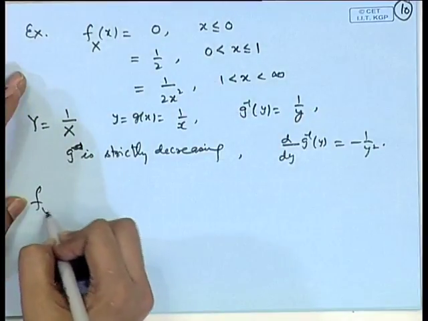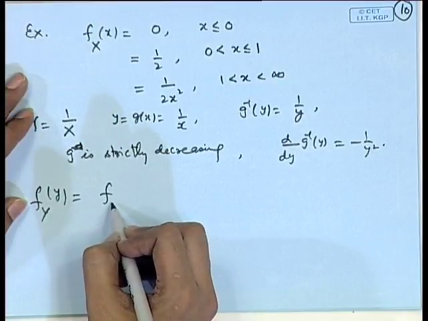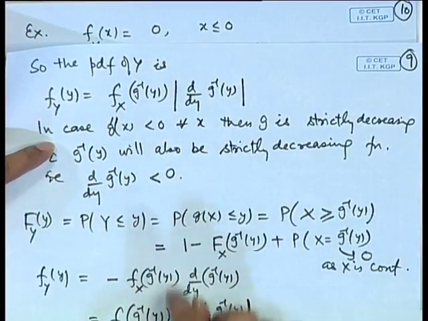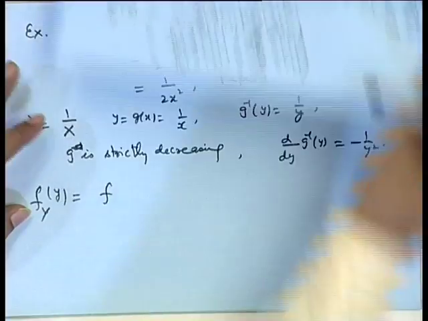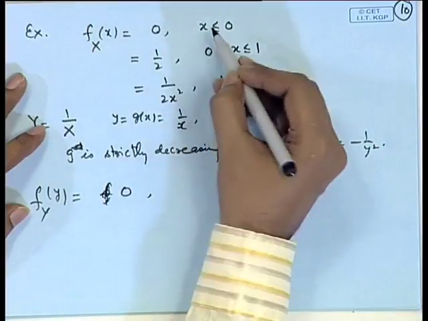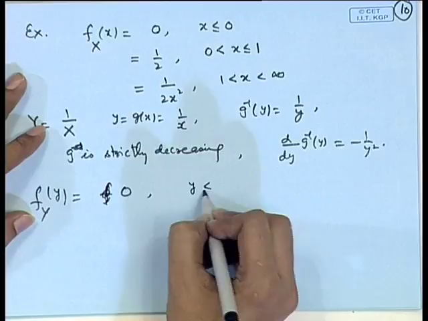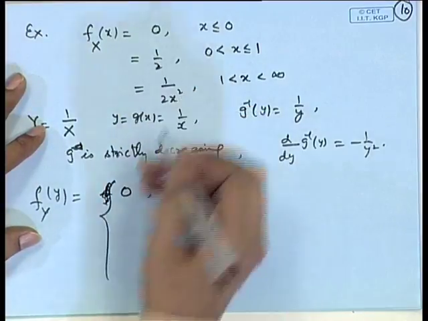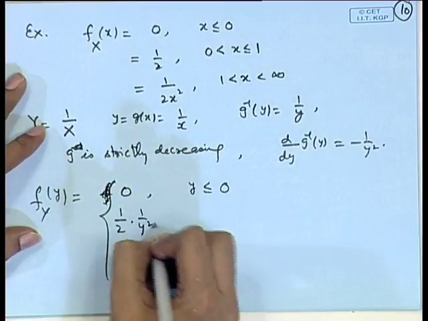The density function of y then is determined by the density function of x at g inverse y multiplied by the absolute value of the dx by dy term. Now, here it is 0, so it will remain 0. Whenever x is less than or equal to 0, 1 by x is also less than or equal to 0. So, when it is half, this remains half multiplied by 1 by y square.